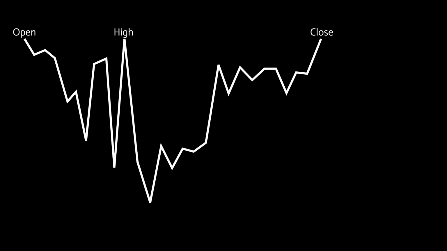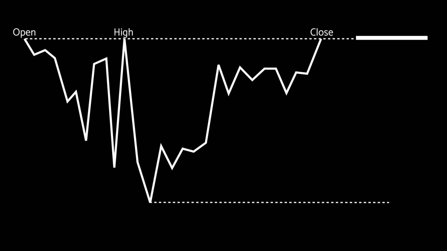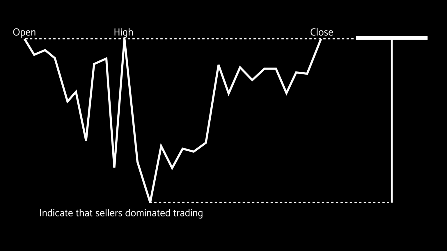Dragonfly and Gravestone Doji. A Dragonfly Doji forms when the open, high, and close are equal and the low creates a long lower shadow. The resulting candlestick looks like a T. Dragonfly Doji indicate that sellers dominated trading and drove prices lower during the session. But by the end of the session, buyers resurfaced and pushed prices back to the opening level and session high. So the reversal implication of a Dragonfly Doji depends on previous price action and future confirmation.